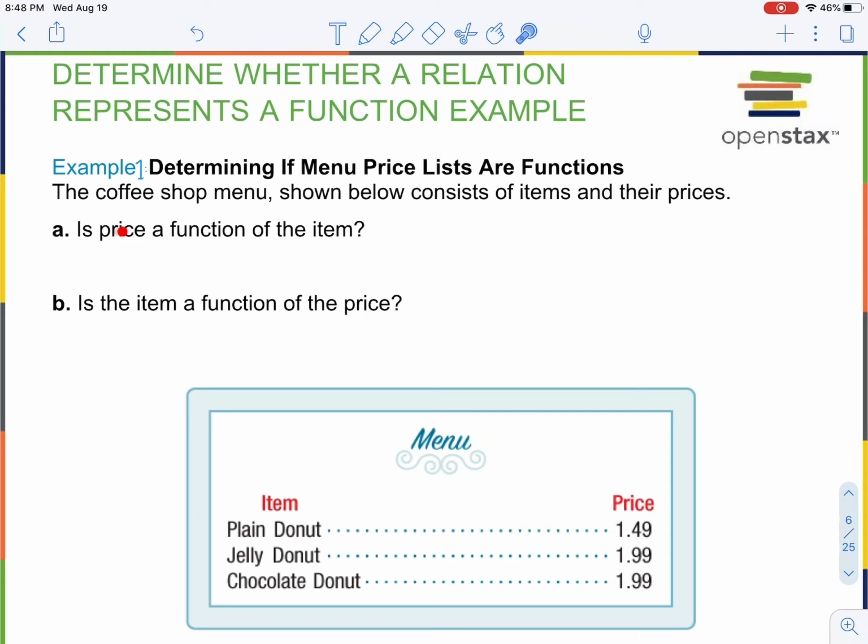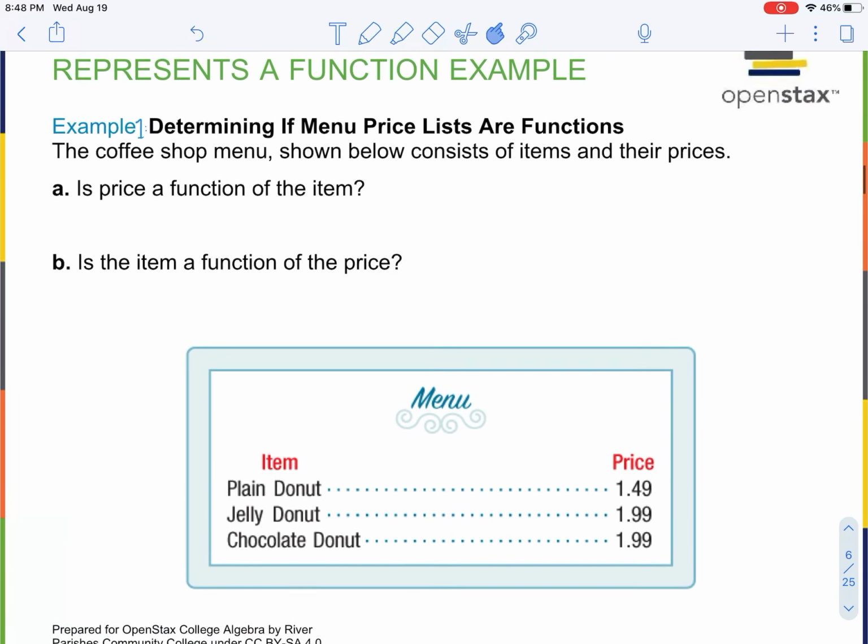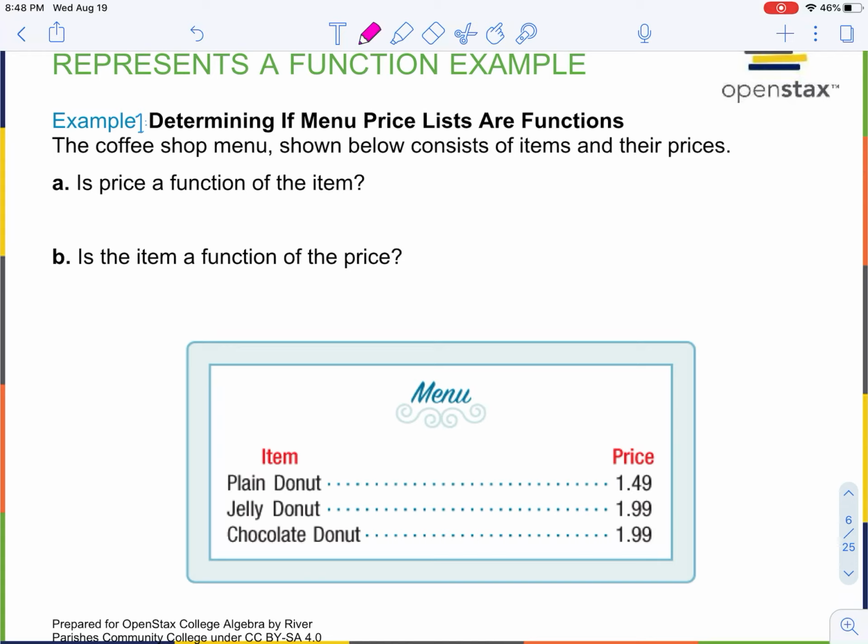In this case, we're saying, is price a function of the item? And the second time, we're saying, is the item a function of the price? And we have to look at these a little bit differently. So let me just kind of show you how to set these up. So for part A, I'm going to have an input. I'm just going to put it in a table format, because I feel like it's a little bit easier that way.